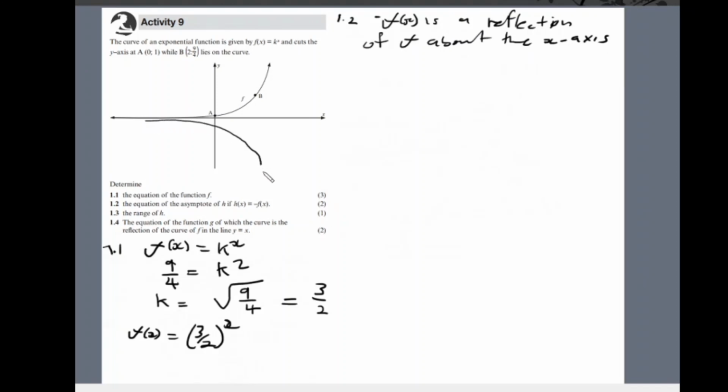Our function is f of x equals 3 over 2 to the power x, okay? And then 1.2, determine the equation of the asymptote of h if h is a reflection of f about the x-axis. Minus f of x is a reflection of f about the x-axis, right? So now when you reflect this graph about the x-axis, it will look like this, right? And then the asymptote is still the line y equals 0, so y equals 0 is still our asymptote.